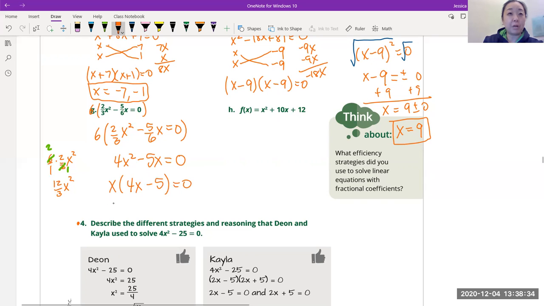Again, we're going to use the zero product property. It's going to be x is equal to 0, and 4x minus 5 is equal to 0. And you're like, ooh, this looks a little bit different, a little bit harder. This is like level 2, right? So remember, we're just adding 5 to both sides. And then what do we get? 4x is equal to 5. And then just divide both sides by 4, so 5 over 4. So our answer is going to be x is equal to 0 and 5/4. Just like that.